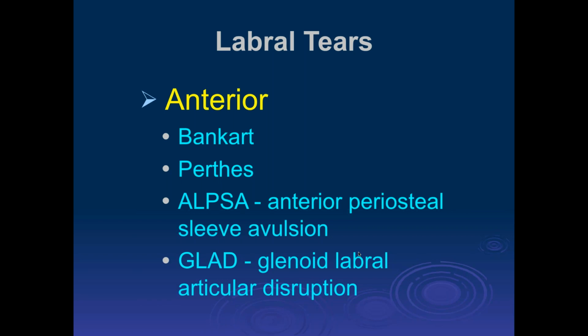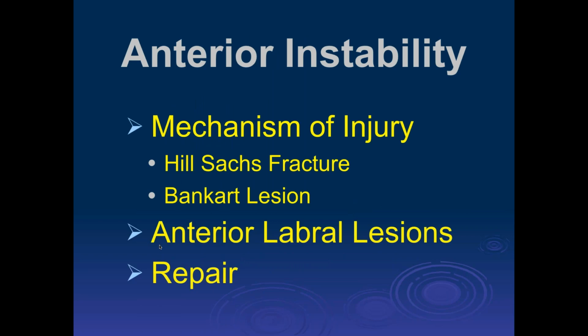Okay, and then labral tears. We can talk about it. We'll start with the anterior labral tears, and there are a lot of different names for the different types. There's a Bankart lesion, a Perthes lesion, an ALPSA, and a GLAD lesion, which are very common ones that people talk about. These are associated with anterior instability due to anterior displacement of the humeral head with respect to the glenoid. And you tend to get Hill-Sachs fractures and also Bankart lesions with this. These typically can be repaired, especially in young athletes.